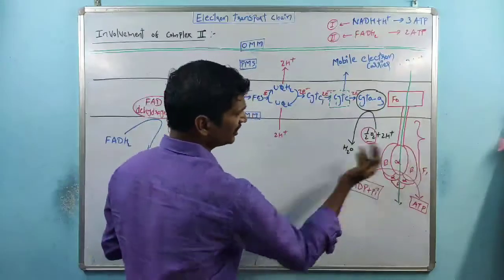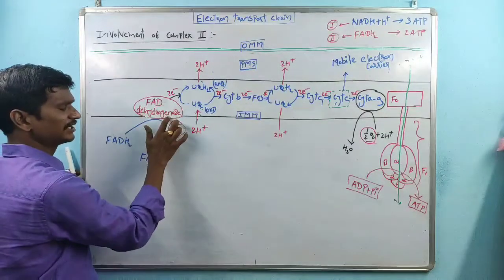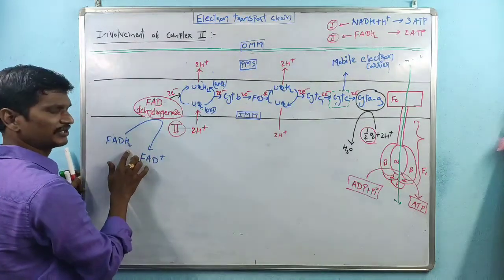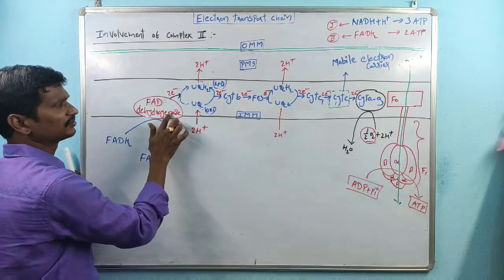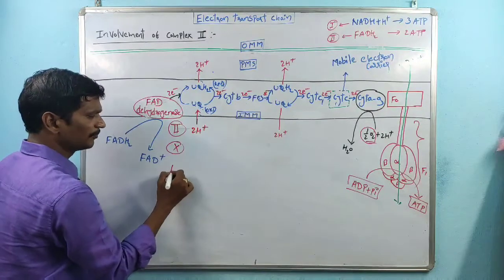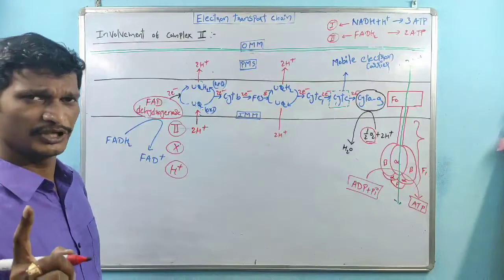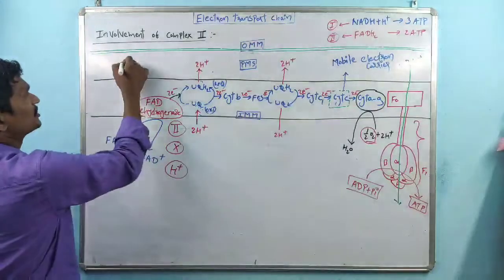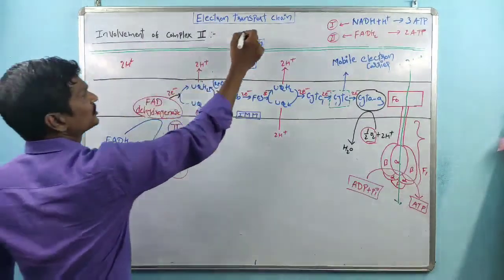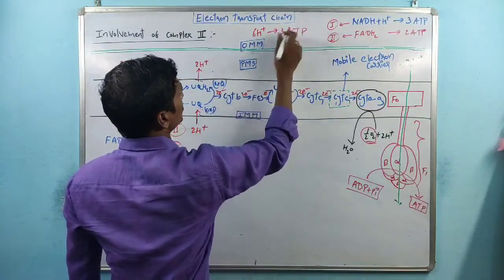These complexes are involved in ATP synthesis. So what I am telling here is that FAD dehydrogenase interacts with FADH2 and gains the electrons. See, complex 2 is not involved in the pumping of H+ ions, but complex 1 is. So in the presence of complex 1, a total of 6 H+ ions are transported and 3 ATPs are synthesized.